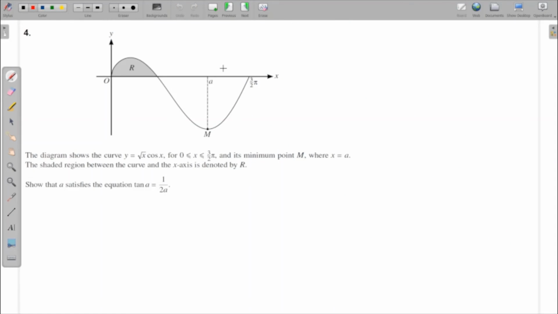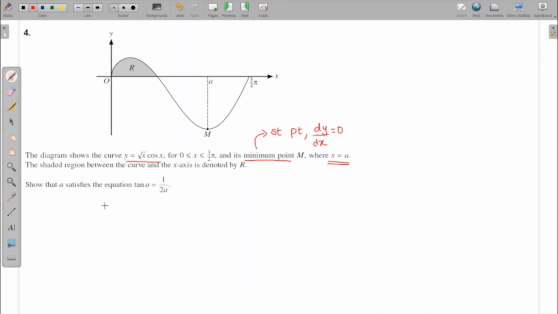So now let's move on to question number 4. We have been given a curve again with equation y equals root x cos x, and they have said that M is a minimum point. So again, this is a stationary point where dy by dx will be equal to 0, and at point M, x is equal to a. So we have to show that the equation a tan a is equal to 1 by 2a.